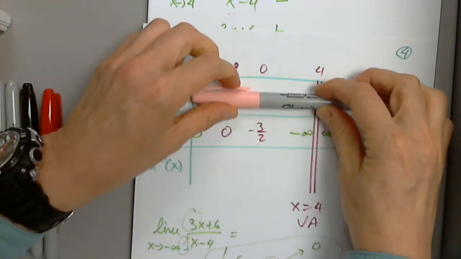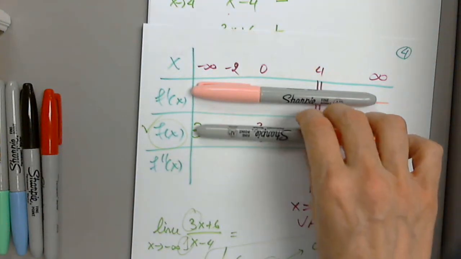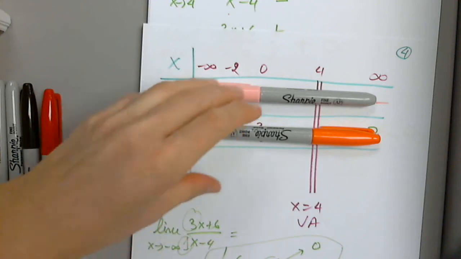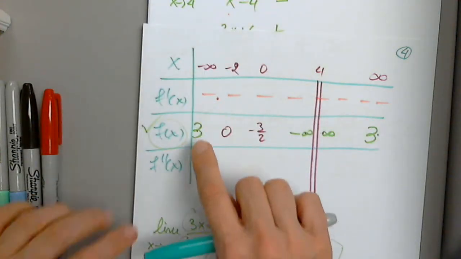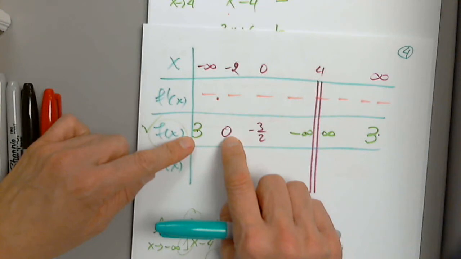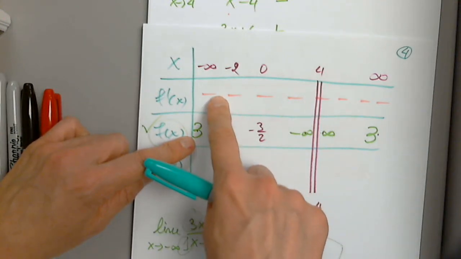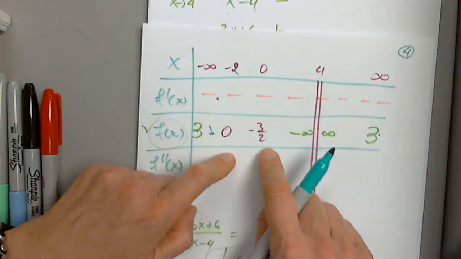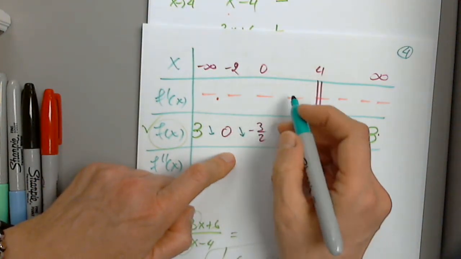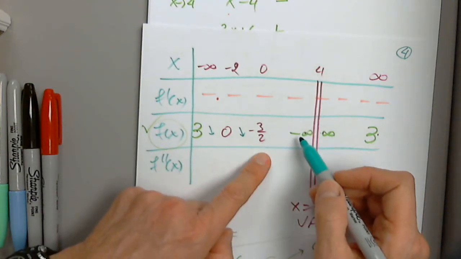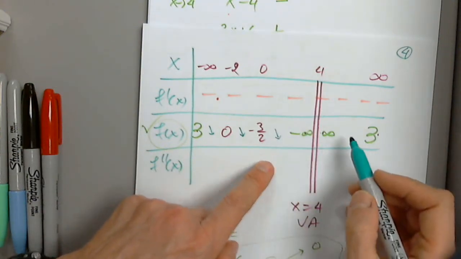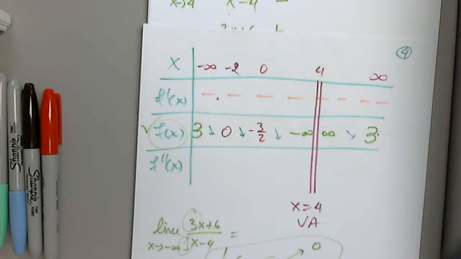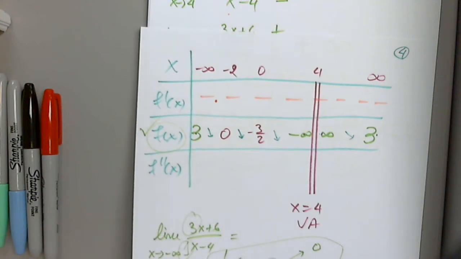Now remember, this is the moment of truth, right here, right now. If these two rows don't work well together, then I say, oops, there is a mistake somewhere. Ready? From 3 to 0, what does the function do? Is that supported by the sign of the first derivative? From 0 to negative 3 halves. Supported by the sign of the derivative? Okay. From negative 3 halves to negative infinity. From positive infinity to 3. Okay. So now let's see what happens with the second derivative.